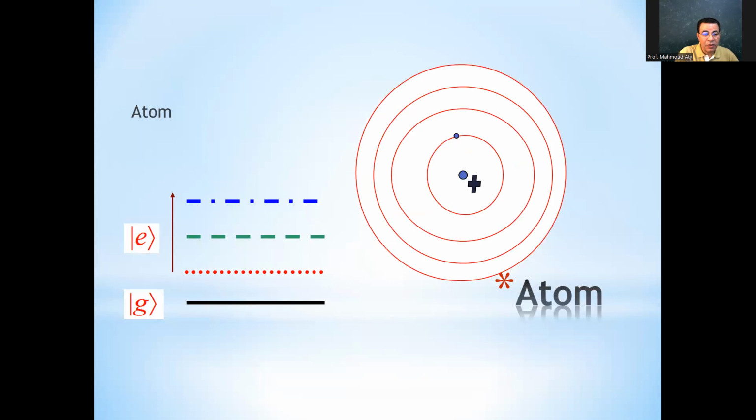Let us go to the basics, how to clarify the idea behind the quantum computer. For example, when we speak about the basic atom, if we have only one electron, a single electron here, and we have the atom, we call a ground state and an excited state.